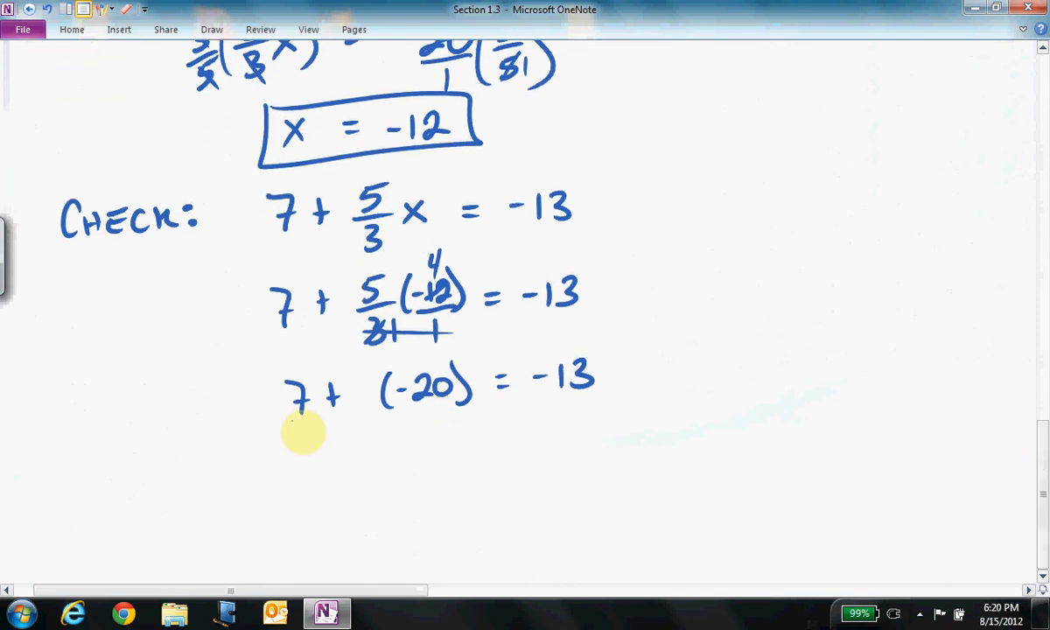And then lastly, I just want to simplify the left side here. 7 plus negative 20, that gives me negative 13. And it checks out. So we know our answer is x equals negative 12.